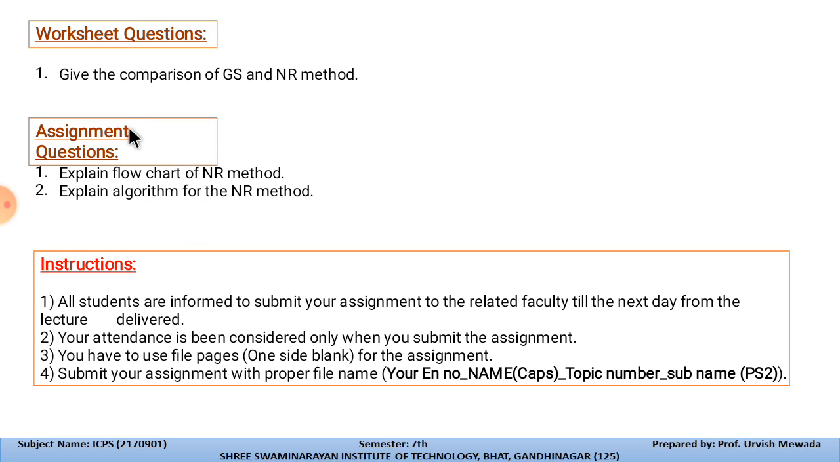So we will discuss more examples related to NR and GS, so that it will be more clear to you to solve the examples related to GS and NR. So after this presentation you have the worksheet question, that is give the comparison of GS and NR method, and the assignment questions are explain flowchart of NR method, explain algorithm for the NR method, and the related instructions which are written below. Please read it carefully. You can take a snap of this slide for writing the worksheet question and the assignment question.